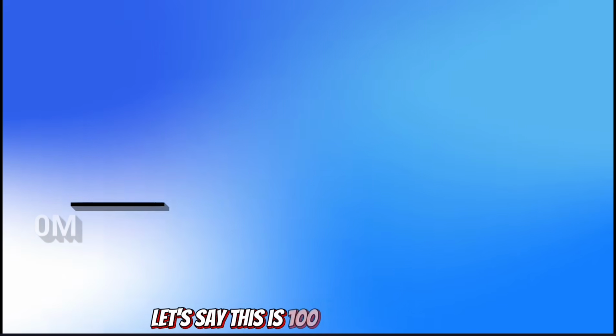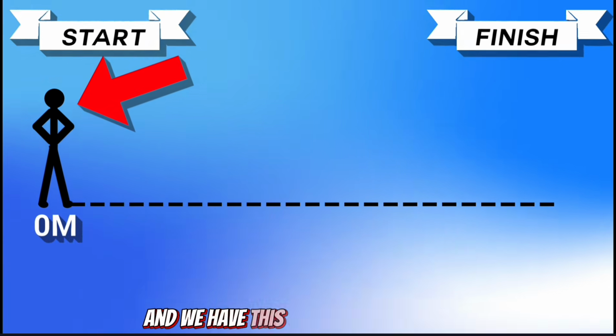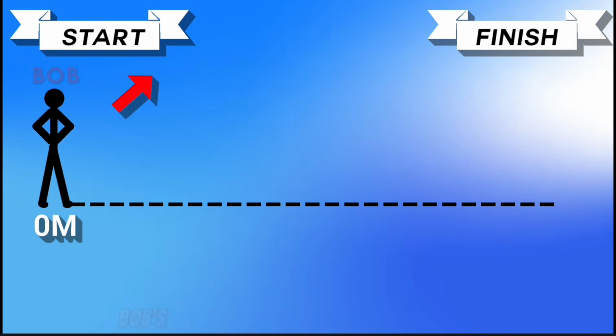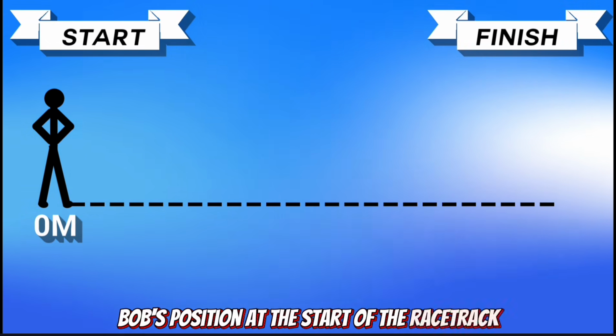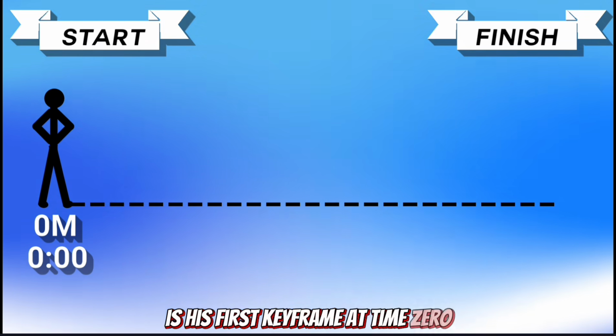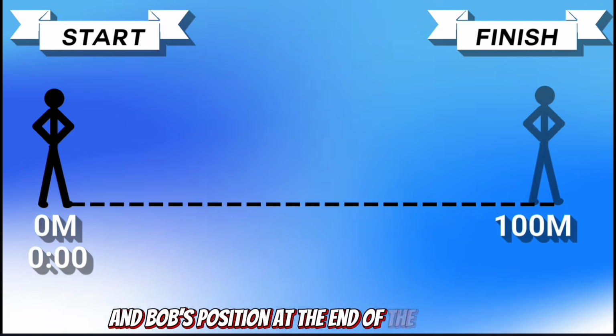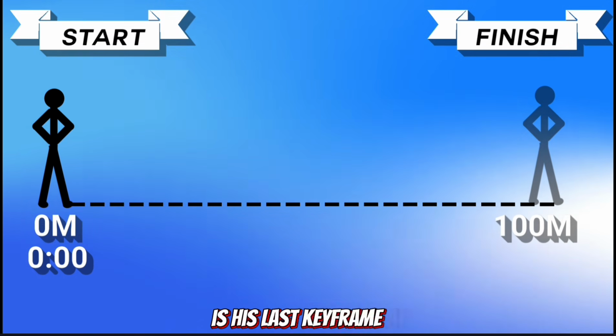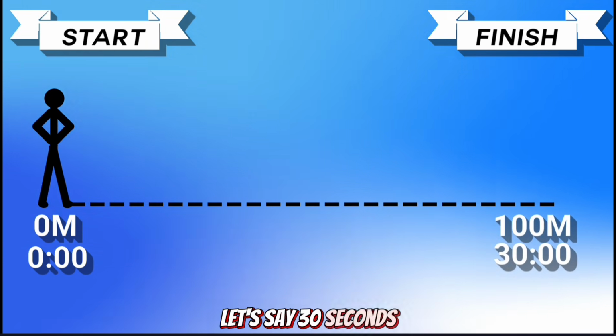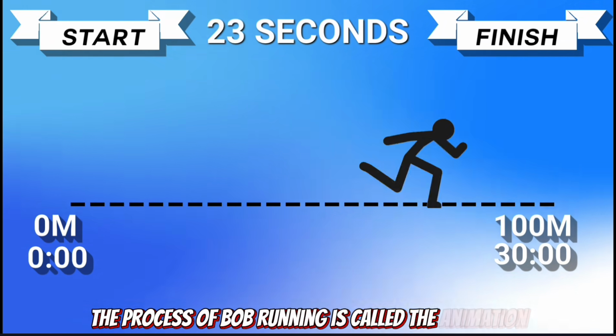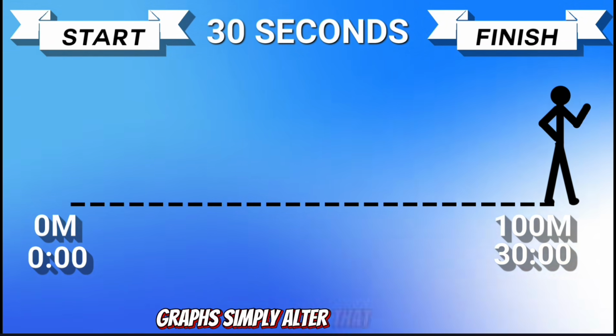Let's say this is a 100-meter racetrack, and we have this guy, let's call him Bob. Bob's position at the start of the racetrack is his first keyframe at time 0. And Bob's position at the end of the racetrack is his last keyframe at, let's say, 30 seconds. The process of Bob running is called the animation. Graphs simply alter that animation.